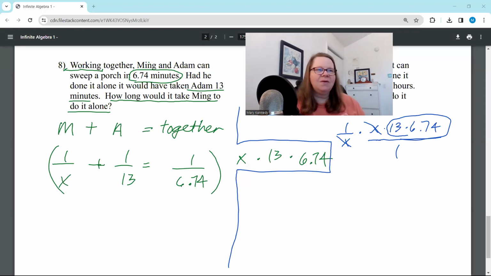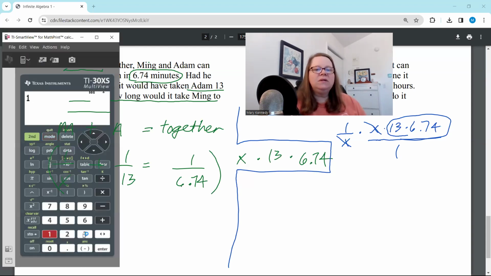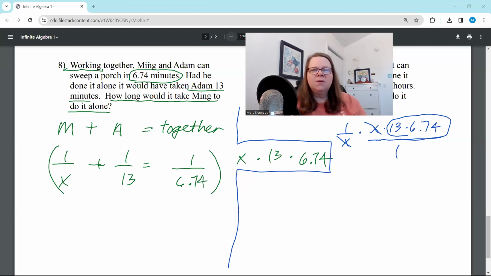Let me pull my calculator over and multiply 13 times 6.74. That's 87.62. Let me move that back over. So 87.62 is what this is equal to.